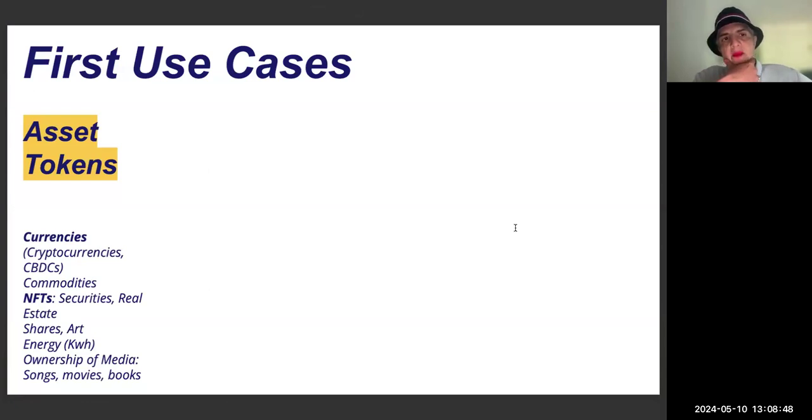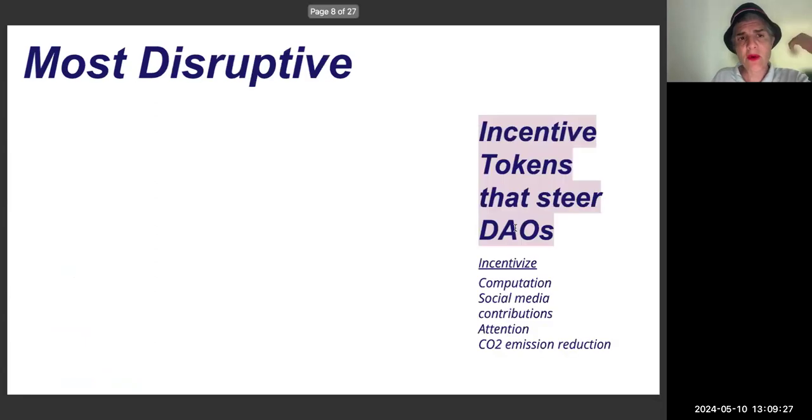So what we said last time also was that asset tokens are the first cohort of tokens that have emerged in Web3. It's the type of tokens that most people understand. They represent currencies, whether virtual currencies or real currencies that have a digital Web3-based twin, and assets that can be represented by non-fungible tokens, from special type securities, real estate, art, etc. But of course, the most disruptive are the tokens that are designed to steer DAOs.